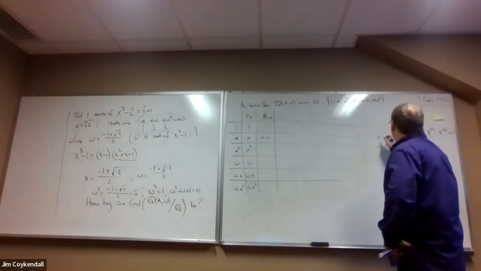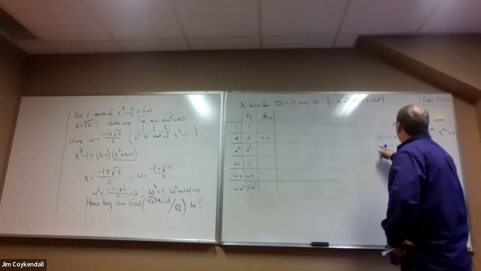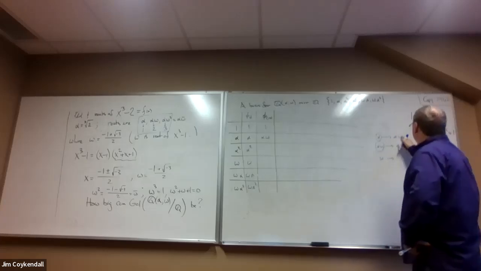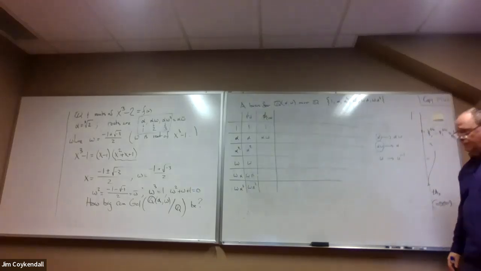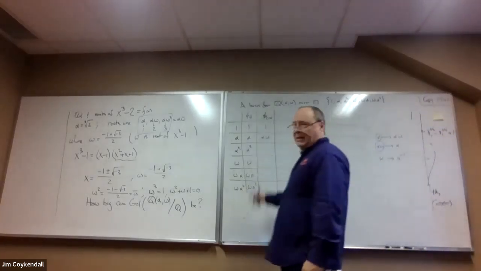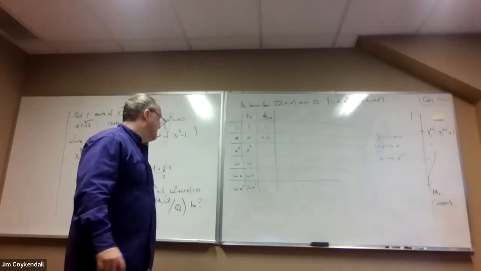Well, think of it this way. Alpha goes to alpha omega. Alpha omega goes here. What if I divide this by this? Alpha omega over alpha is omega. This quotient here, which is omega inverse. But I don't have omega inverse here. What is omega inverse? Omega squared. It is omega squared.